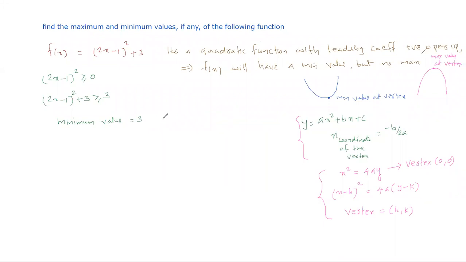Understood? Here we did not use anything like a quadratic function or that the graph is a parabola. We used a normal idea: whatever the value of 2x − 1, (2x − 1) the whole square is greater than or equal to 0. Square of a number is always non-negative. So that square plus 3 is always greater than or equal to 3. So that means its minimum value will be 3. Understood?